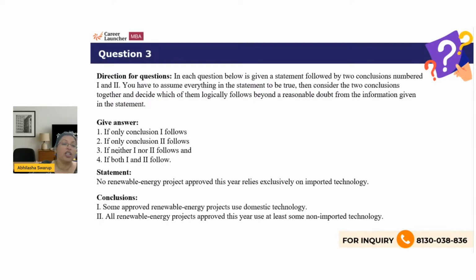Let's look at the third question. The statement: no renewable energy project approved this year relies exclusively on imported technology. So they could do a mix, or they could use exclusively local, indigenous technology. So some approved renewable energy projects use domestic technology. Yes, they do.